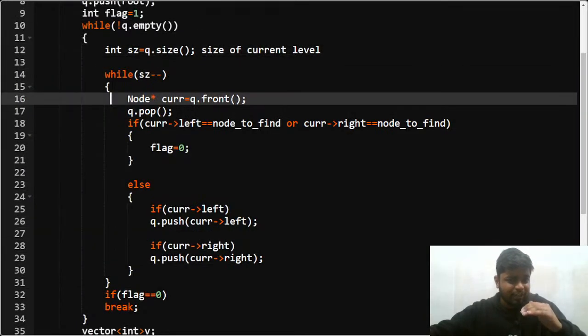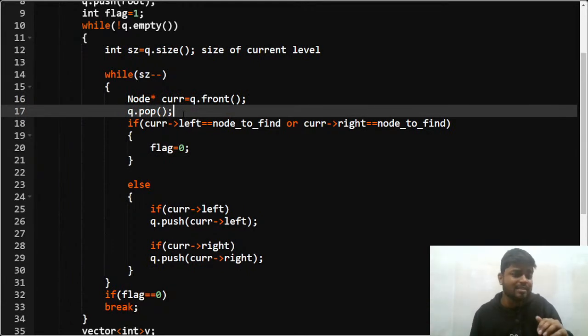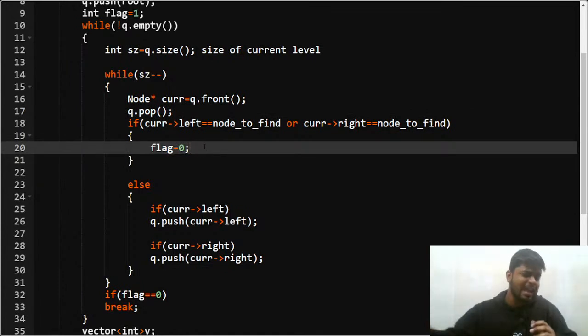For all that particular level, I'll be having a while loop. I'll be taking out my current node and popping it out. If the current node is such that its left or its right child is the child for which I want to find its sibling, that means for which I want to find its cousins, that is why I'll mark my flag as 0, indicating that I have reached that particular level, and I will not push its children into my queue, because either it will be a sibling or it will be the node itself that I wanted to find for, right?